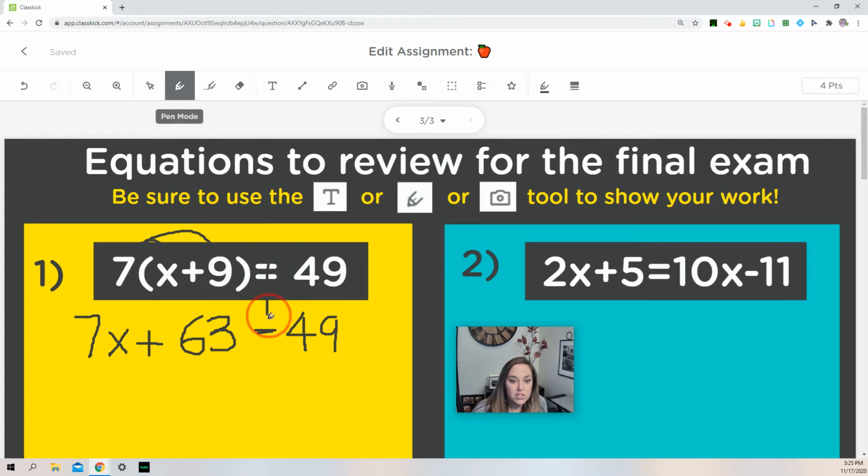And I almost forgot to draw my line down the center. Oops, line went a little crazy there. Okay, so now that we have, oh, what's going on with my line?